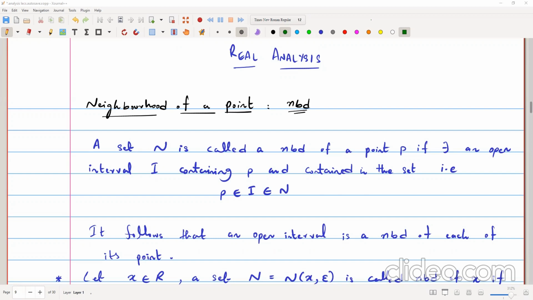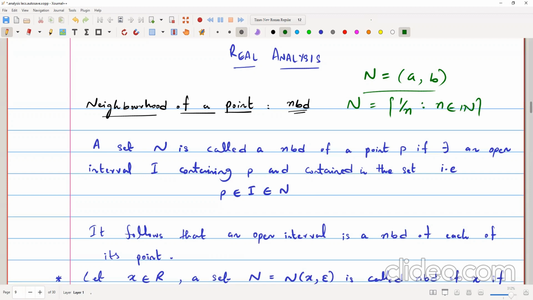So let's say we have a set, we call it N. For instance, we have a set A, let's say (A, B). It's a set. We represent it like an open interval, but it can be any set. For instance, it can be 1 over n, such that n belongs to the natural numbers. It can be a finite set or infinite set. So a set N is called a neighborhood of a point P.